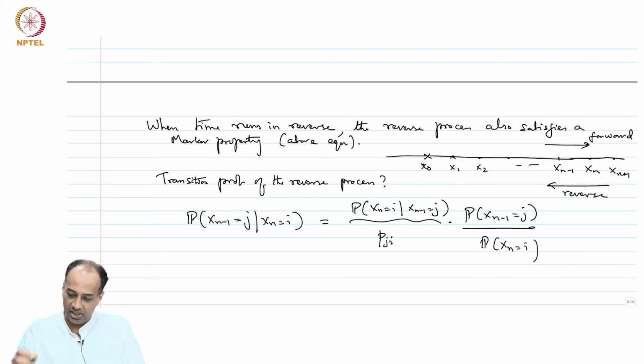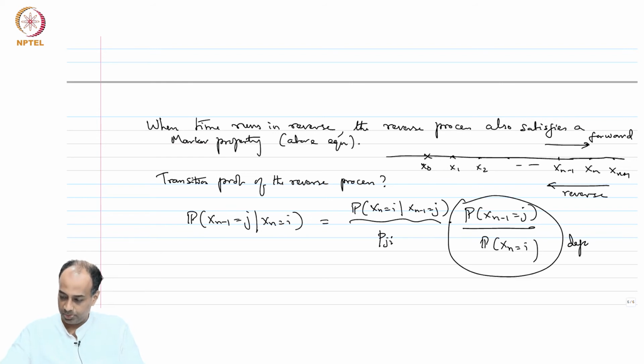Now, the issue is that this term depends on n, correct, because the probability of being in state i at time n or state j at time n minus 1 are generally dependent on n, correct. So p_ji does not depend on n, but the entire quantity ends up depending on n.